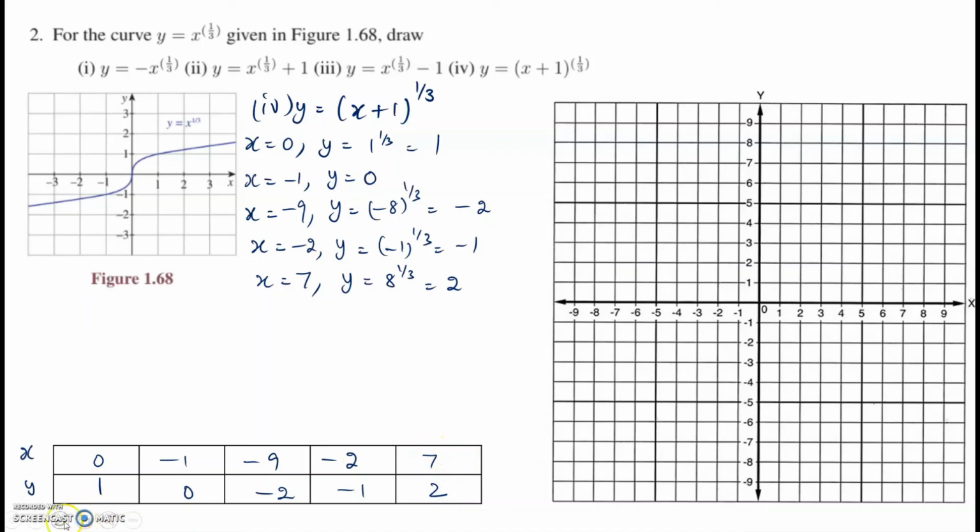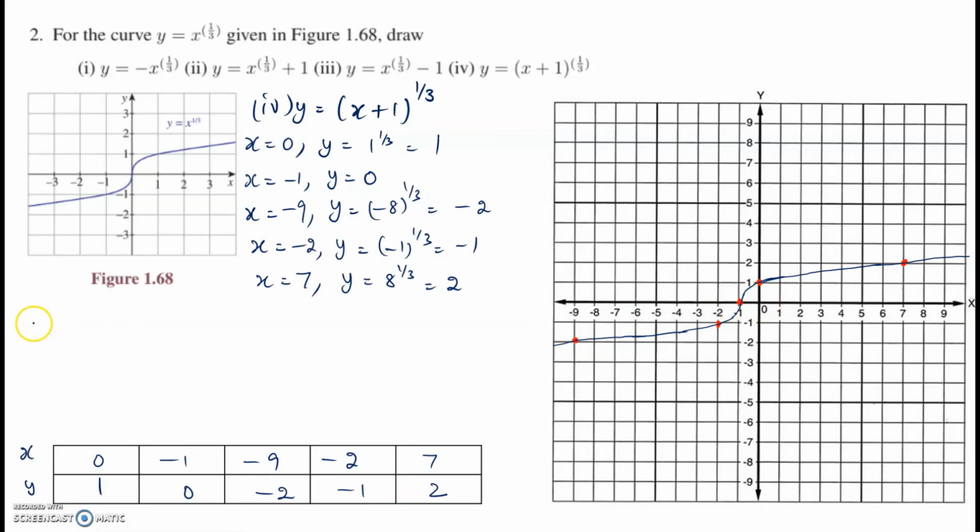So now let's plot the points. So you have 0 and 1, minus 1 and 0, minus 9 and minus 2, minus 2 and minus 1, then 7 and 2. Let's sketch the graph. That's the graph. You can clearly see the entire graph has shifted by 1 unit to the left.